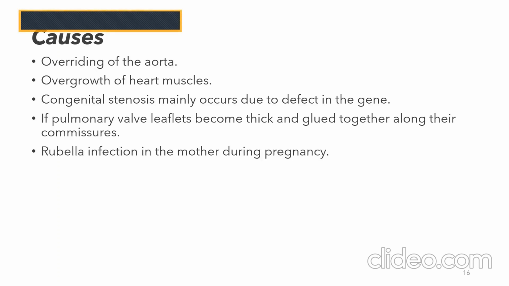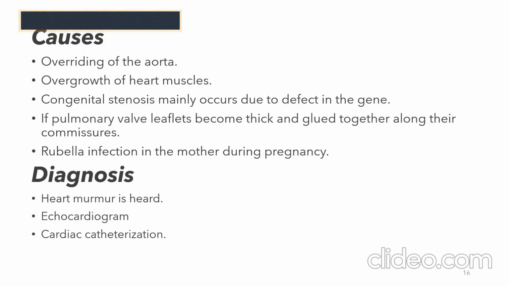If rubella infection occurs during pregnancy, then pulmonary stenosis can be seen in the child. Further, a heart murmur is heard in this case because of the choppy blood flow across the narrowed pulmonary wall. It can be diagnosed by the echocardiogram and electrocardiogram. Also, MRI and CT scan can be used for diagnosis purposes.